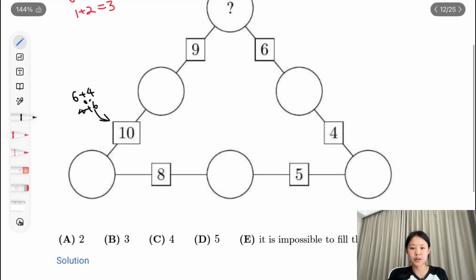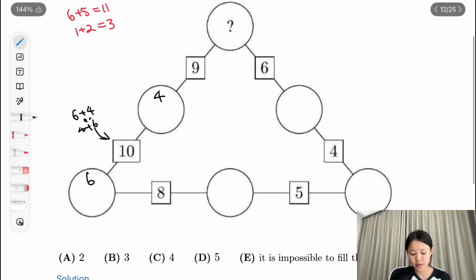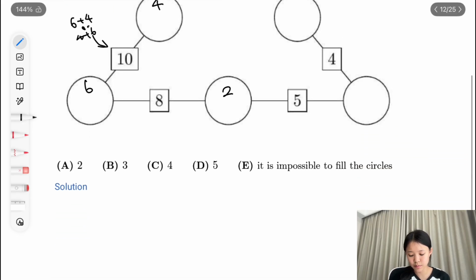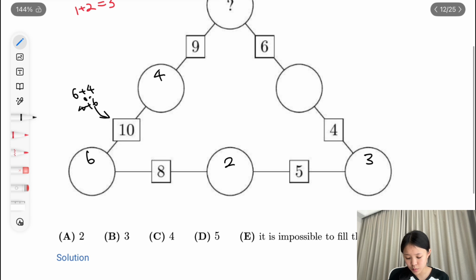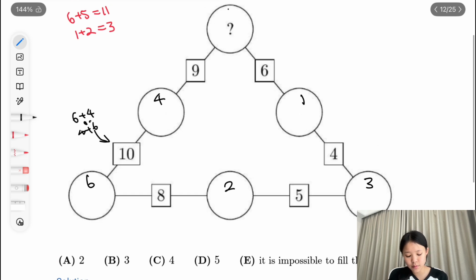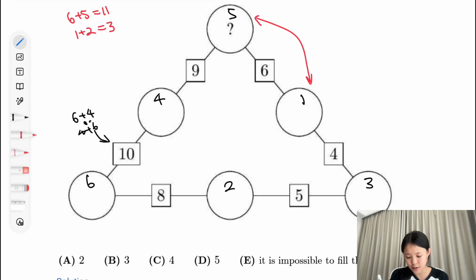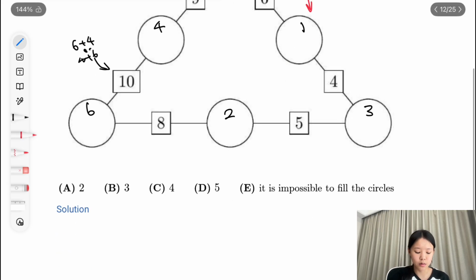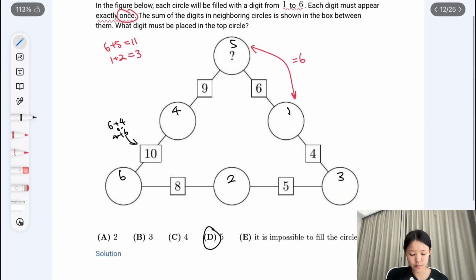So in a competition, you could just take a wild guess and choose one of these and try it out. So we take 6, 4, and then at the final part, we have 2 on the bottom, and then 3 here, 1 here, and then finally 5. If we verify here that, okay, 5 plus 1 does indeed add up to be 6, and so we know that this solution is valid, and that the top circle is filled with a 5. So then finally we come to the solution of 5.